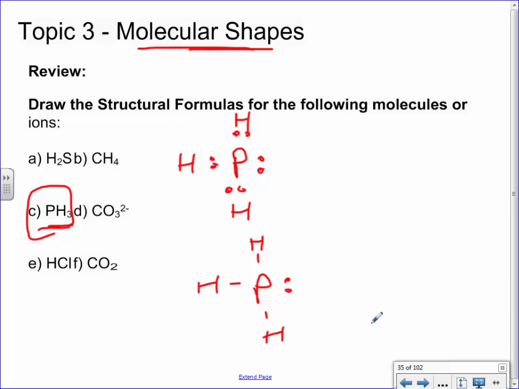Here's what you'd have. It's going to go in 4 directions. 1, 2, 3, 4 directions. 3 of the sides are going to have a hydrogen on them. And the remaining side is going to have that lone pair of electrons.